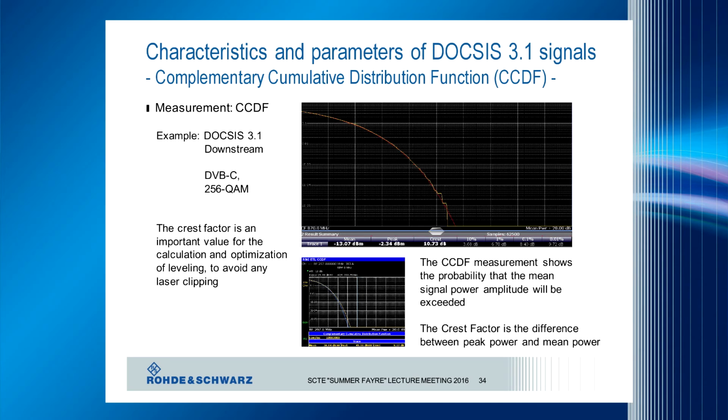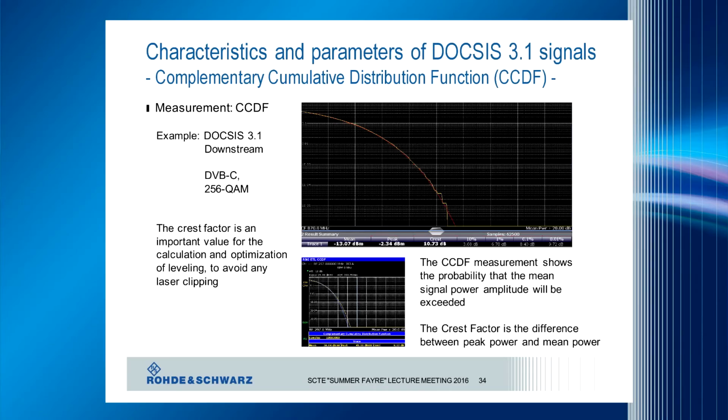And so if you have to design the leveling, if you have to calculate certain headrooms and margins in the network, then you have to deal with a value called the crest factor, which gives us information about the difference between the averaged value and the highest peak value. That means you have to level your signal roughly 10, 11 dB lower, of course, away from the critical point, for laser clipping and so on.